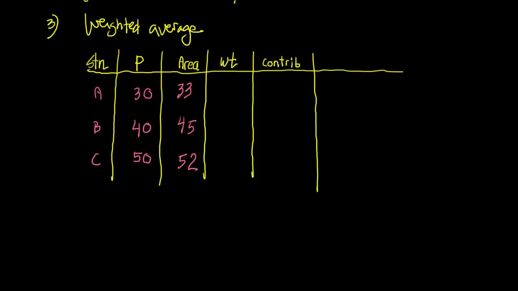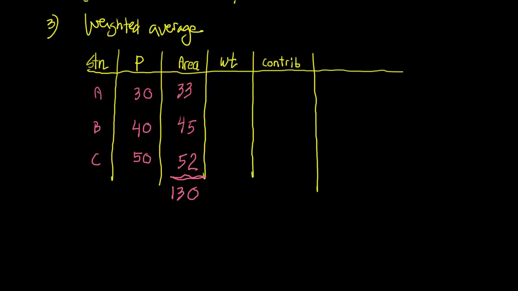Now, the next thing we want to do is calculate the total area of our watershed, and we can get that simply by summing up these three values there. And the sum is equal to 130 square kilometers. That's the area of our watershed.